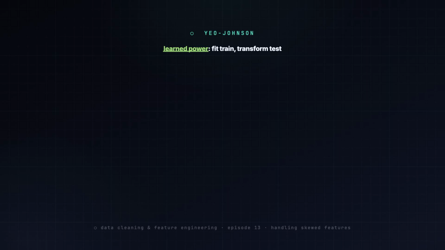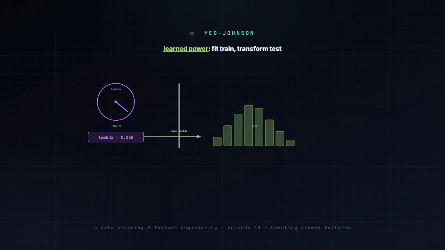Tool 2, power transformer with Yeo-Johnson. Instead of a fixed log, it learns the exact power that makes the column most symmetric, a single number called lambda. On our training totals, lambda lands around 0.26, and the skew drops from about 0.9 to nearly 0. Because lambda is learned, we fit it on train and reuse it on test. The wall again.